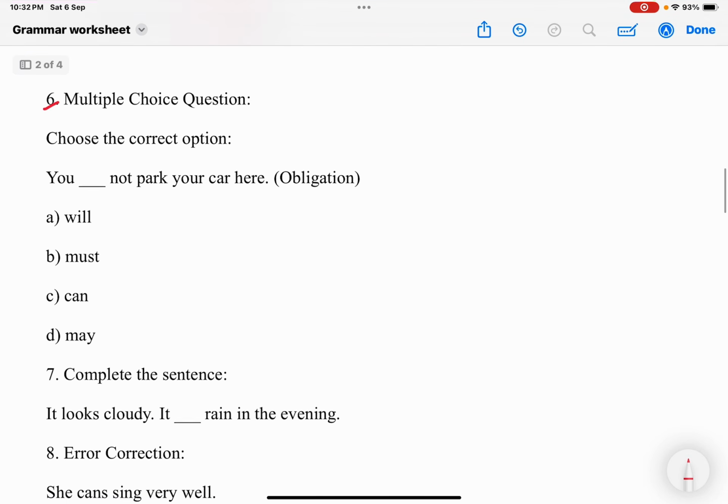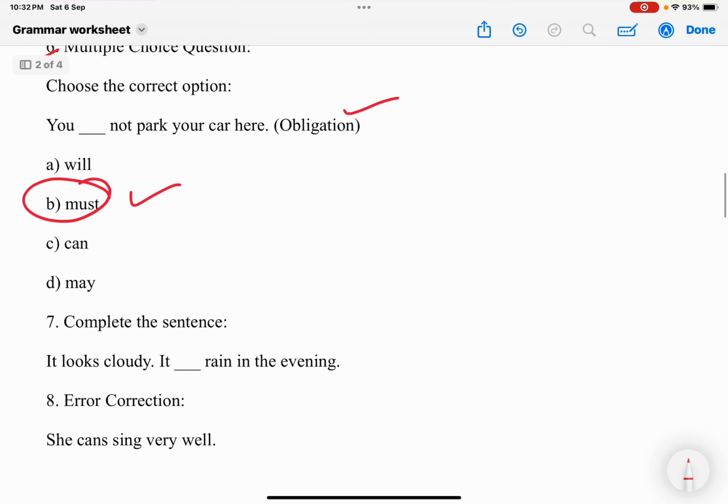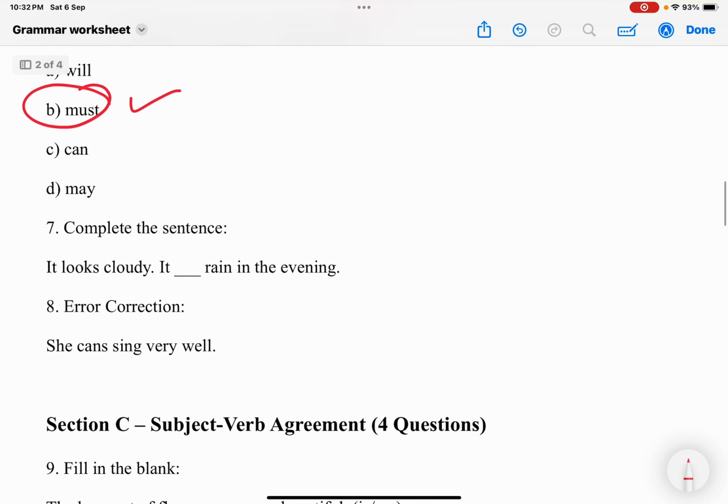Next question is MCQ type. Choose the correct option. You dash not park your car here. Once again, it is of obligation. So must is the correct answer. You must not park your car here. Otherwise, you will be imposed with a fine. Next one is it looks cloudy. We are to complete the sentence. It looks cloudy. It dash rain in the evening. So here it is a possibility, and this is about a higher possibility. Strong possibility.